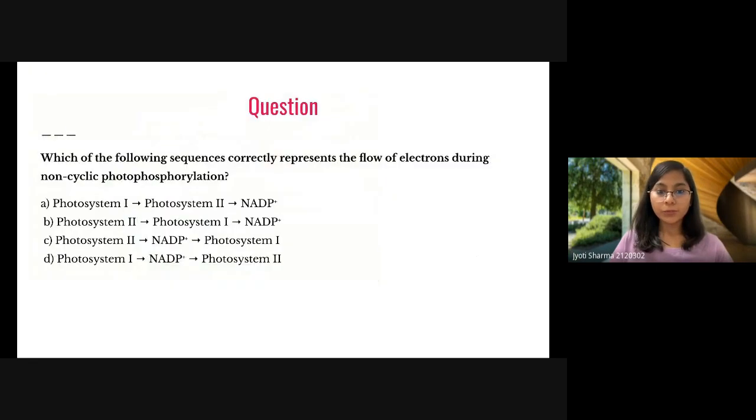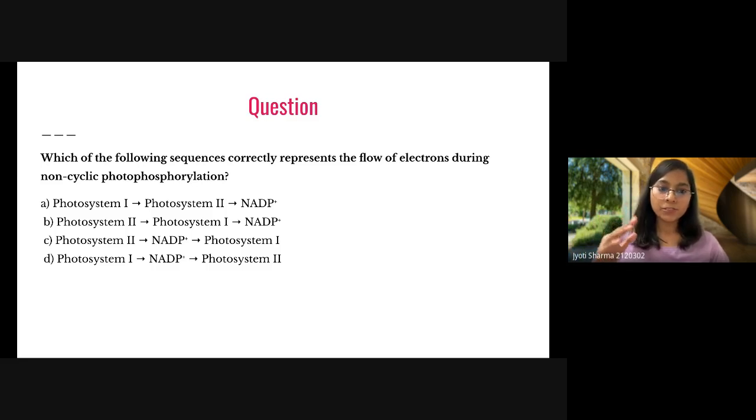Okay, so coming to the next question. From this schematic figure and mechanism, we tried to understand the light reaction. And now ultimately the question is, you need to tell me the sequence that will correctly represent the flow of electron during non-cyclic photophosphorylation. And options are photosystem 1 to photosystem 2 to an ADP.